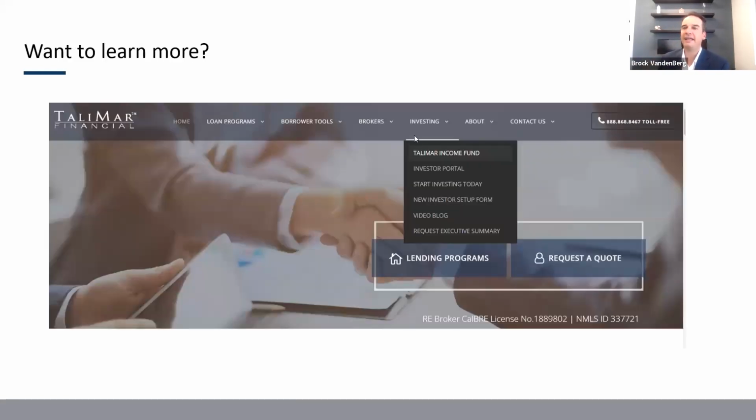So real quick, if you're interested in learning more about our mortgage fund, you can go onto our website at TaliMarFinancial.com, go under the investing tab, go to the TaliMar Income Fund tab, and request the executive summary. We'll provide you all the up-to-date information on the fund, the returns we're generating, and our strategies. So feel free to go to the website, select TaliMar Income Fund, and download the executive summary.